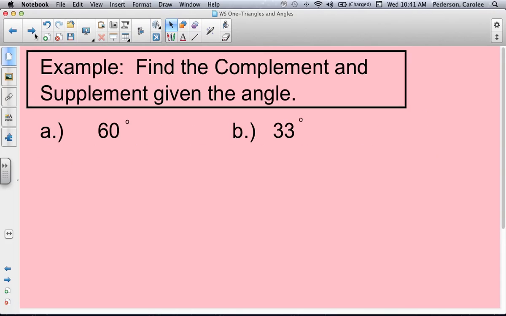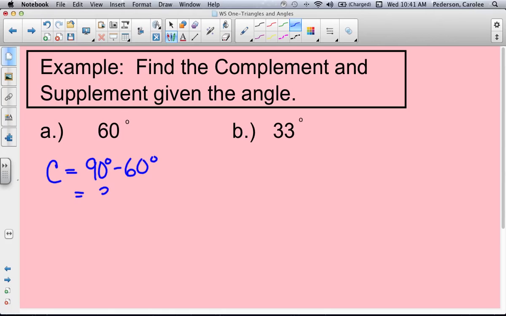Let's go on to just do a couple quick questions here. Here is an angle of 60 degrees. Find its complement and its supplement. So to find the complement, it's what two angles add to 90 degrees. So you can take 90 degrees minus your given angle, and you get 30 degrees.